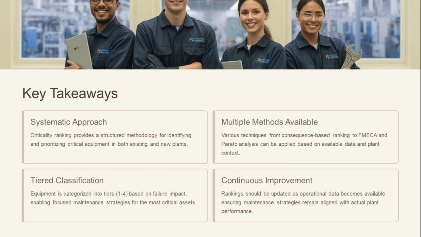Criticality ranking provides a systematic methodology for identifying and prioritizing critical equipment. It offers multiple methods, tiered classification, and continuous improvement, ensuring equipment is ranked accurately and maintenance strategies are effectively implemented.